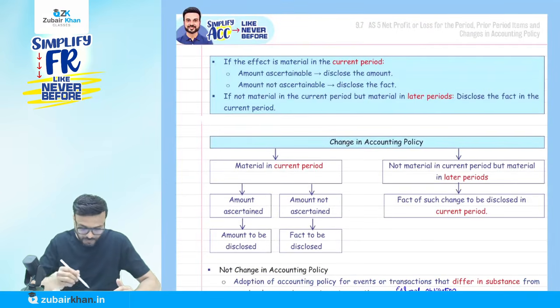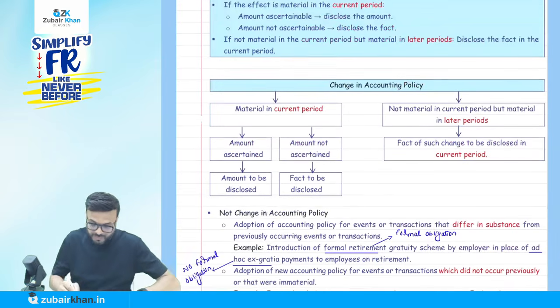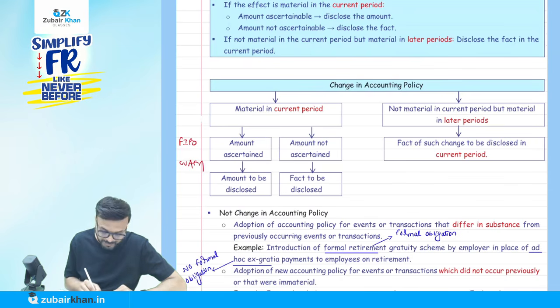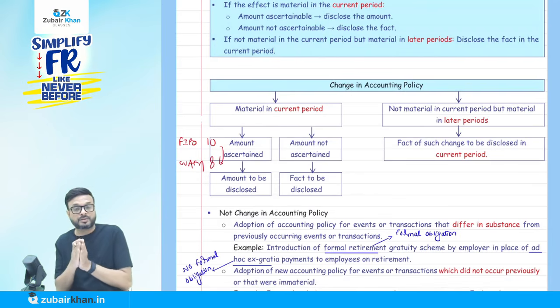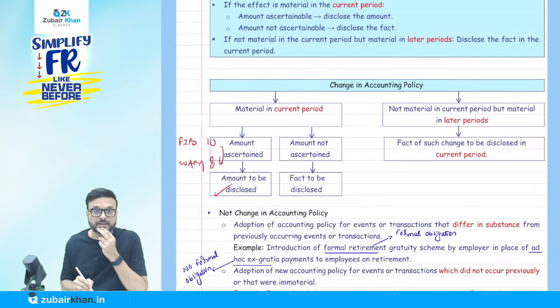If the material effect of a change in accounting policy is going to happen in the current period, we can ascertain the amount. For example, we were following the FIFO method and now we want to shift to the weighted average method. Under FIFO it was 10, now it is coming to 8. So I can ascertain that my profit is going to be affected by 2 lakhs. So the amount should be disclosed.